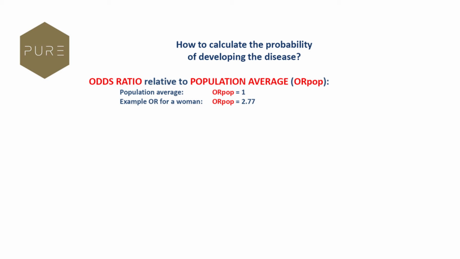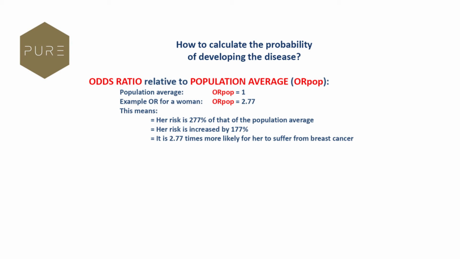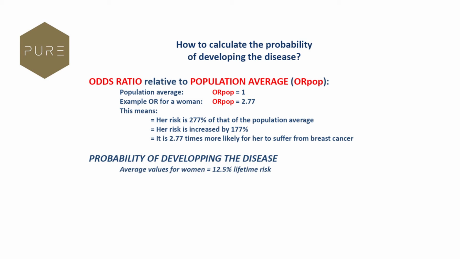And now let's look at what this means for disease likelihood. Her risk is 277% of that of the general population. Her risk compared to the general population is increased by 177%. It's the same thing, just different words used. And it is 2.77 times more likely for her to suffer from breast cancer. Now, if you want to estimate the likelihood of her developing breast cancer, you look at the average value for women, 12.5%.